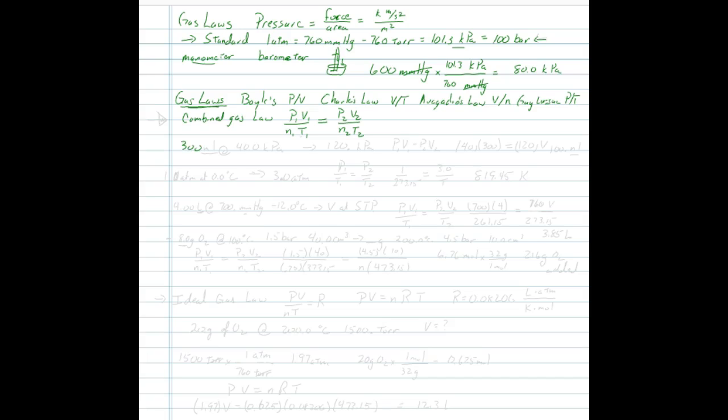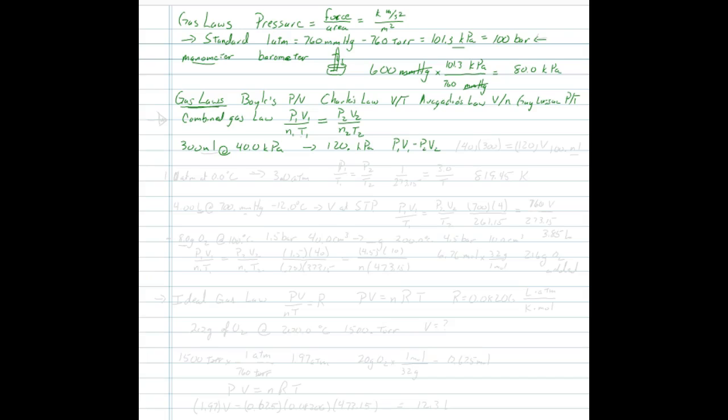If you have 300 milliliters of a gas at 40 kPa, and the pressure changes, the pressure is now 120 kPa, what is the new volume? Well, there's no moles and there's no temperatures, so you can ignore those. So it turns into P1 V1 equals P2 V2.